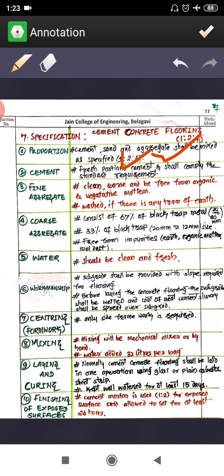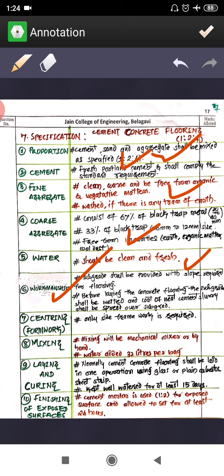Fine aggregates, see, as we have discussed, fine aggregate should be free from all organic matter and vegetative matter, and you should wash it if there is any trace of earth material with it. Then coarse aggregate, you should have the Kapachi of 67%, that is 20 to 40 size. You should use the grit of 33%, that is of 20 to 12 size, and that also free from all impurities. Water should be clean and fresh.